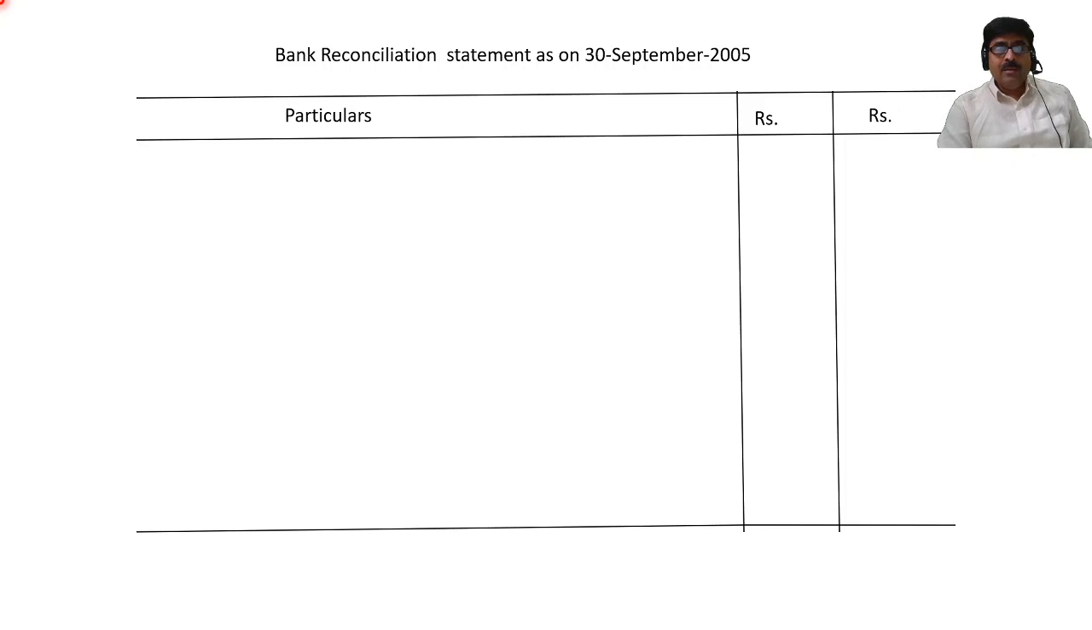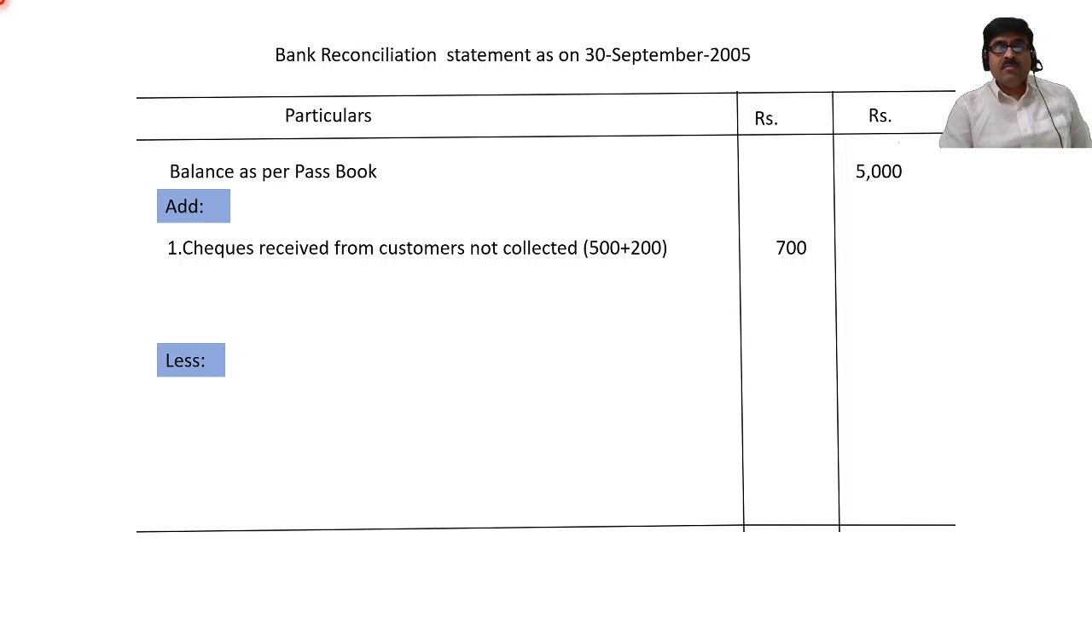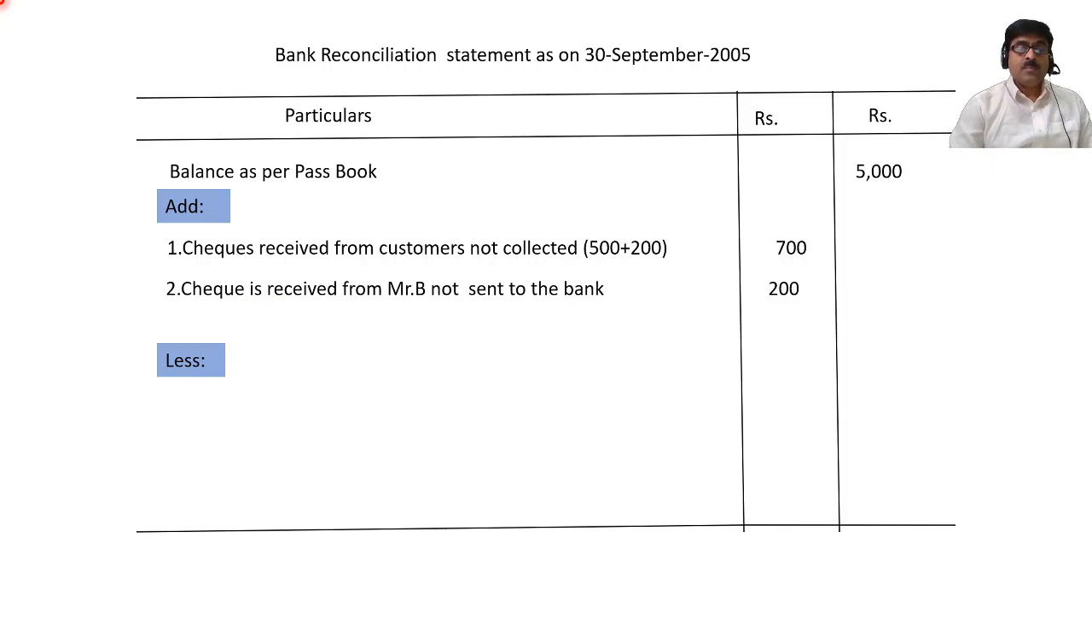Now the bank reconciliation statement as on 30 September 2005. Balance as per passbook 5,000. Now add checks received from customers not collected. This is the total amount, that is 500 rupees worth of one check and 200 rupees worth of another check, total 700 rupees. The check received from Mr. B not sent to the bank, 200 rupees.